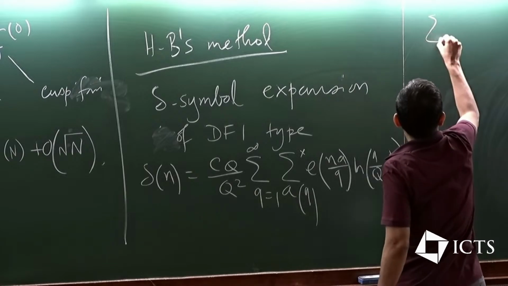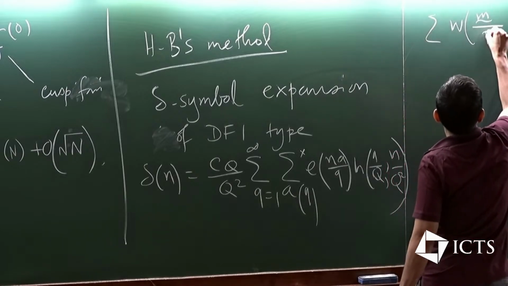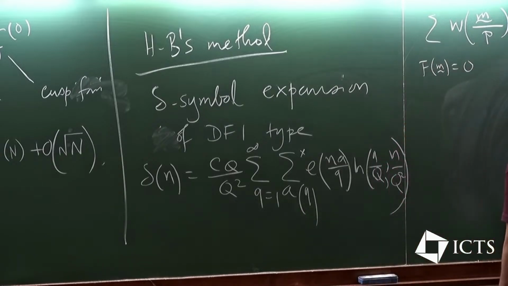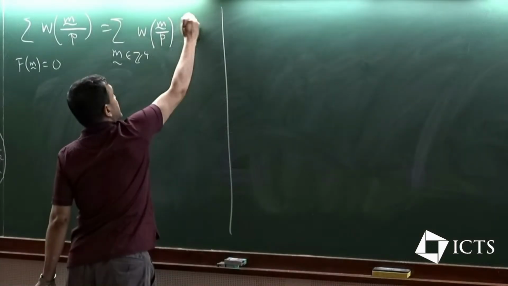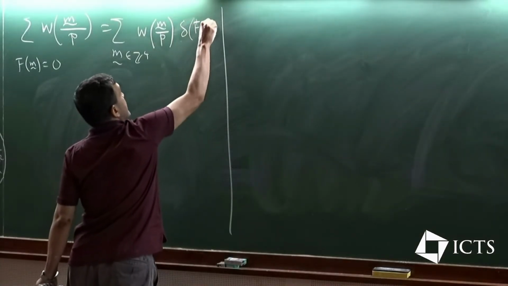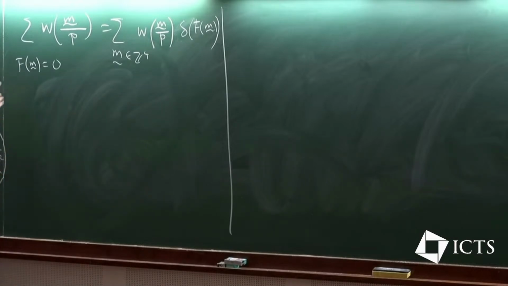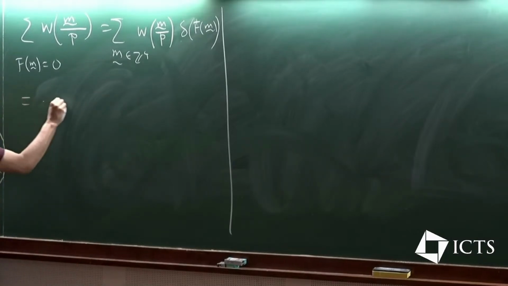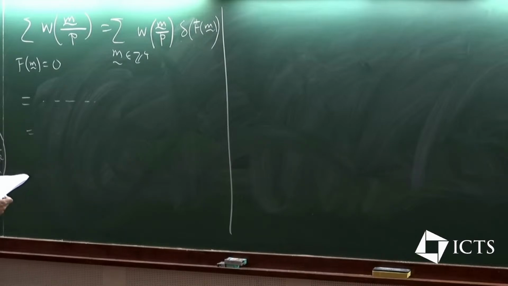So what you want is this count, the number of m mod P with F(m) equal to 0. So you write it as P times delta of F(m). So I'm only considering the homogeneous case. And now you plug this in, and you break up into arithmetic progressions in residue classes mod Q. And then you apply Poisson summation. And the upshot of all this will be something like this.